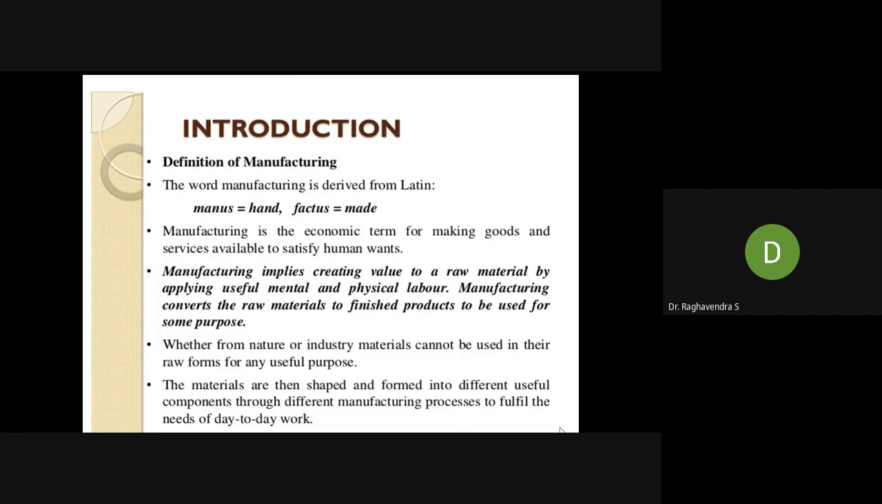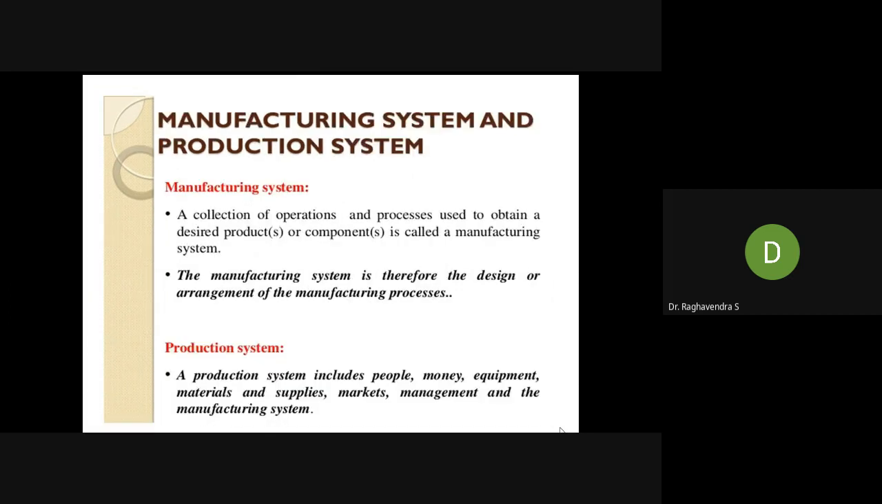So let us see in detail. A manufacturing system is a collection of operations and processes used to obtain a desired product or a component. If you have to manufacture a water can, a water bottle, a pen or a pencil, you require a system to prepare and process that. How you take the plastic, how you convert the plastic into a pen, how you take that into a shape, all these things are required. The manufacturing system is therefore a design or arrangement of the manufacturing process.